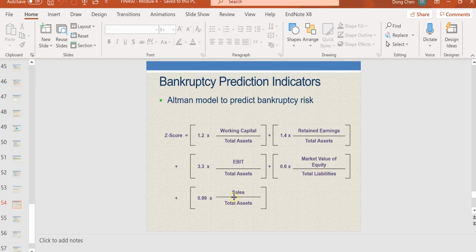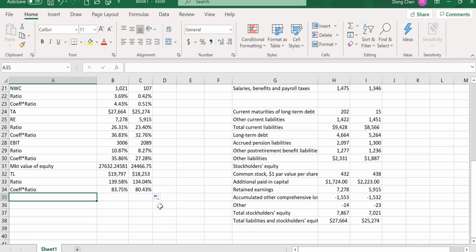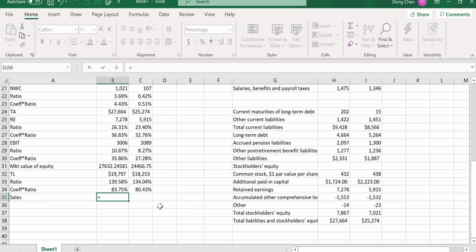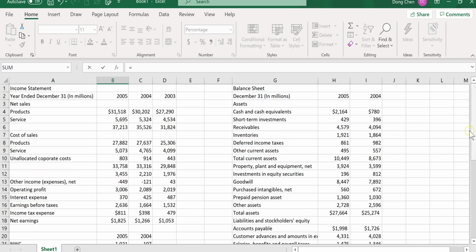So the last ratio here is sales divided by total assets. So that's basically the total turnover ratio. The sales is from the income statement. So again, we need to pay attention here. Actually, the firm has broken down the sales into coming from products and services, but we just need the total.